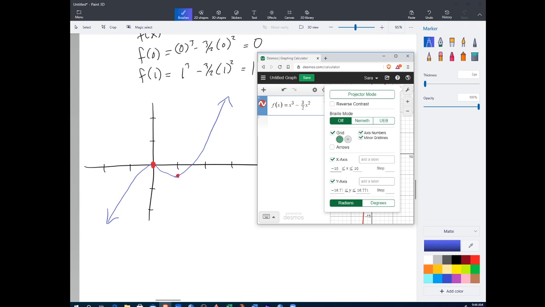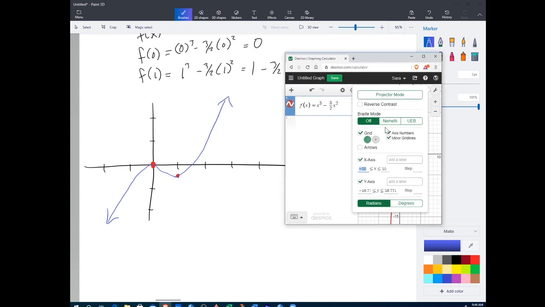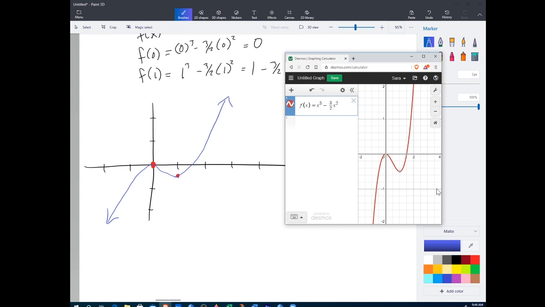I'm going to change my window to match what I graphed. So I went from like -2 to 4. And I went from about -2 to +2. How'd we do?